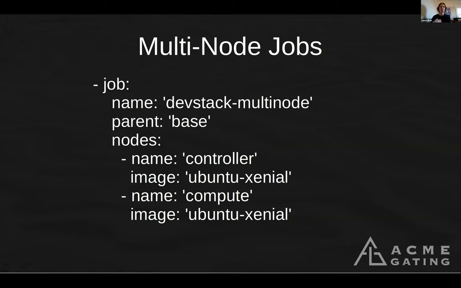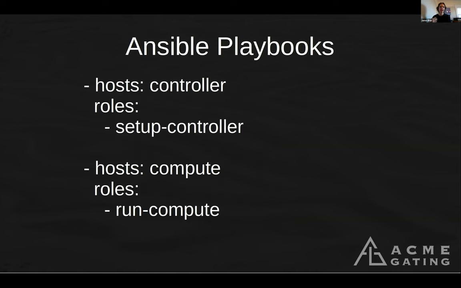So you can say, when you run this job, you're going to need two different virtual machines. One of them is a controller, which is going to be the cloud controller, and then the other one is just going to be a compute node, and we'll test OpenStack on both of those. And so when we're designing the current version of Zuul, we said, well, we're going to need a way to say run this task on the compute node and then run this task on the controller node.